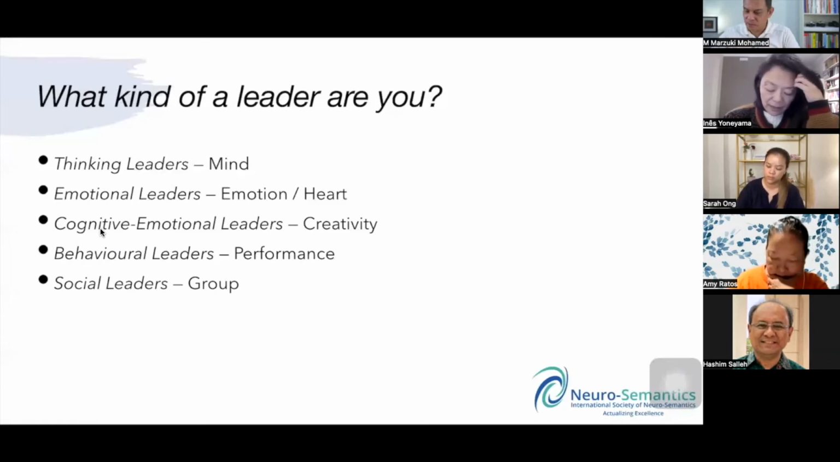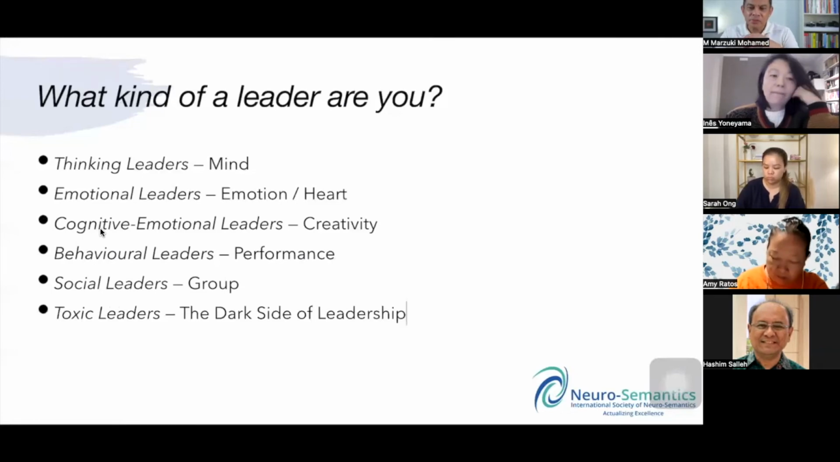Now, the last one is what we want to avoid. We call them toxic leaders. This is the dark side of leadership. So examples are authoritarian leaders, self-serving leaders, prima donna leaders. So they lead because it's all about them. So this is the dark side of leadership. This last one is the one that we want to avoid, and we need to be very careful. You need to have an understanding of what makes a leader toxic.